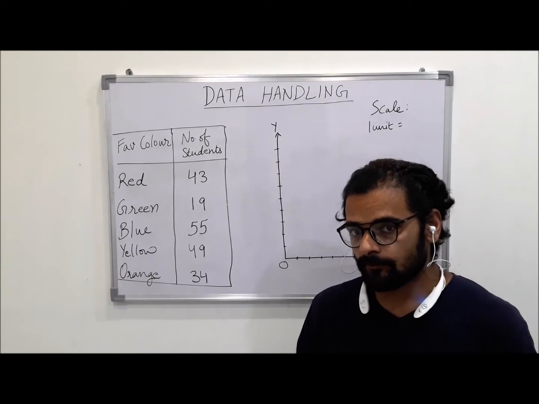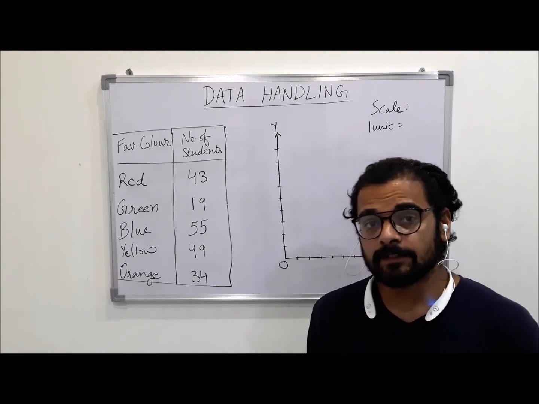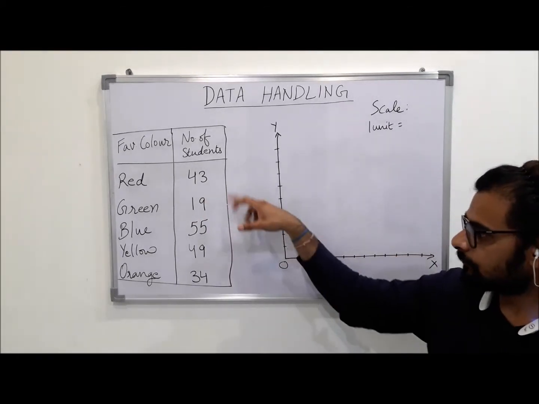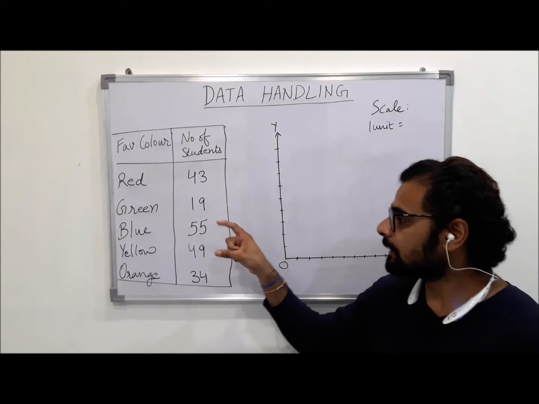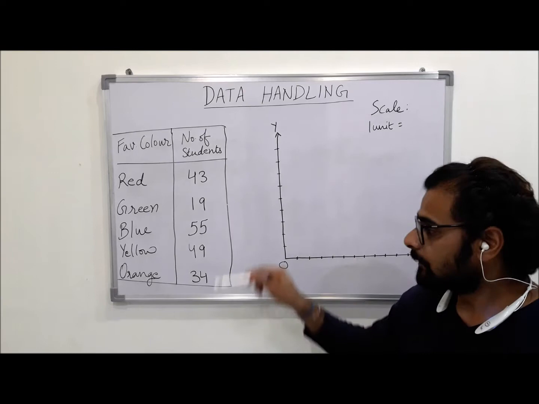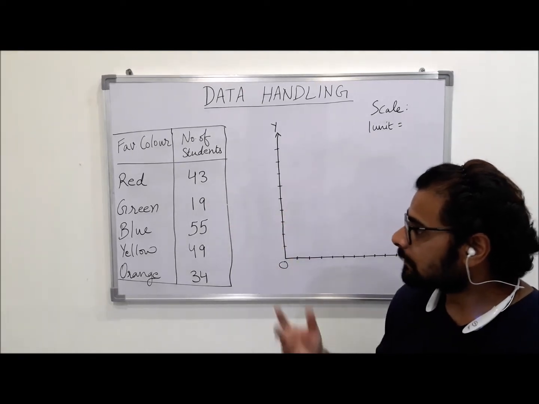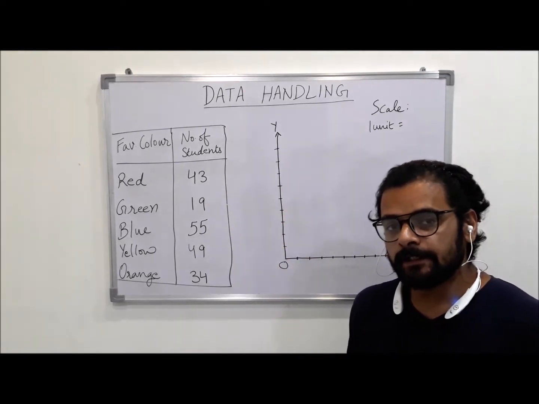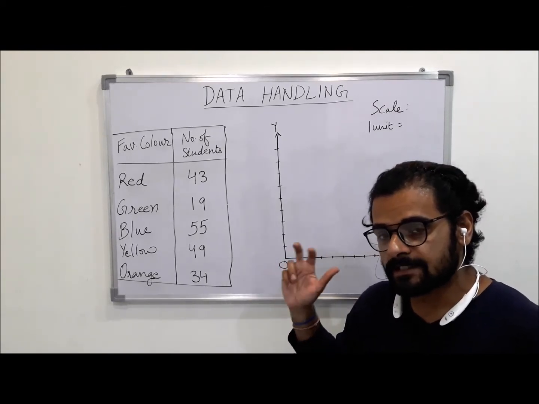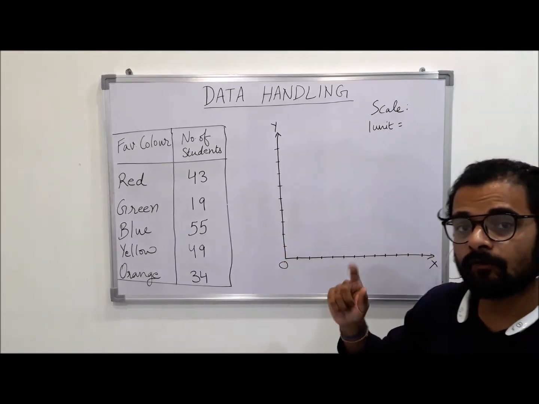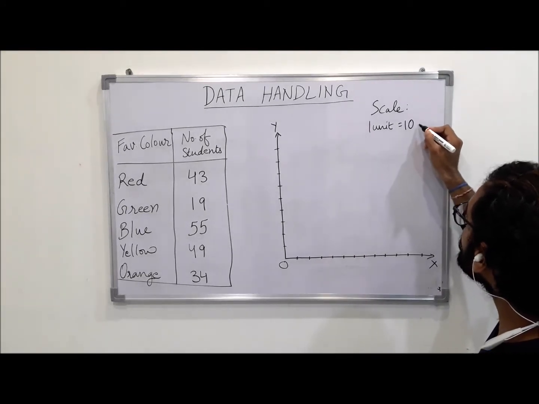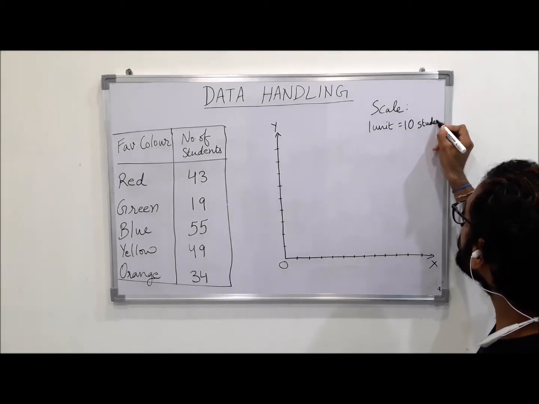Now for the bar graph, the very first and very important thing is to choose the scale. Now here if you look at these numbers, the range of these numbers is not very big. The minimum number is 19 and the maximum number is 55, and also all the numbers are two-digit numbers. So conveniently this particular data can be drawn as graphs taking the scale of 1 unit as 10. So here I am taking the scale as 1 unit is equal to 10 students.